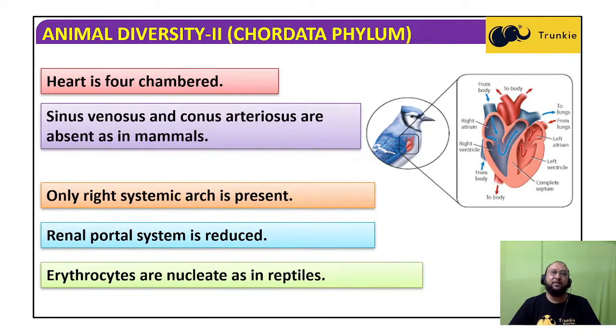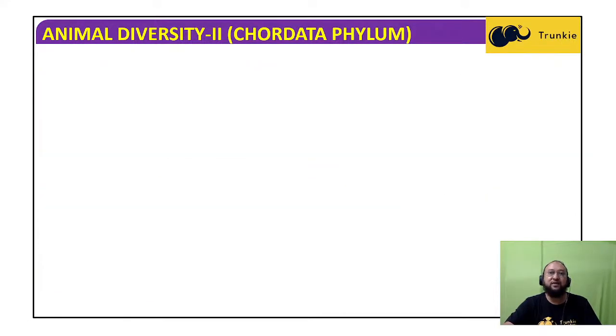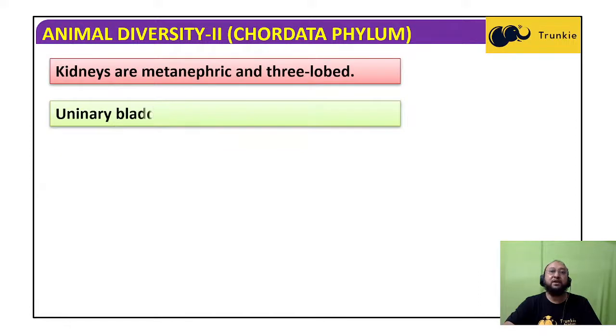The right systemic arch is present, and the renal portal system is reduced. The renal portal system, the portal system of blood vessels in the kidney, is there, but it is reduced. Erythrocytes are nucleated as in reptiles, but in mammals the nucleus is absent in RBCs, or erythrocytes. Kidneys are metanephric and three lobed.